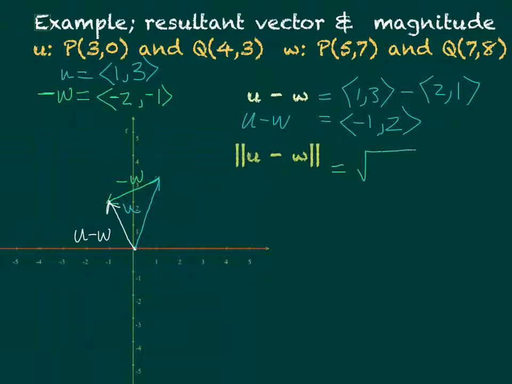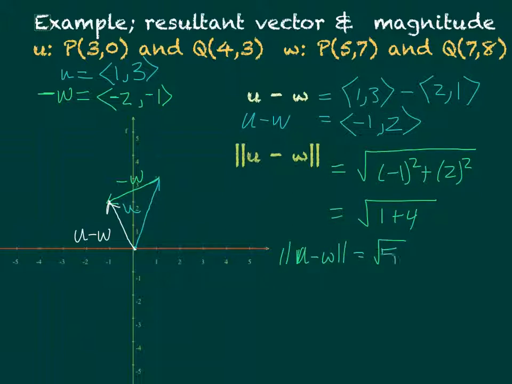And now to find the magnitude, take the square root of negative 1 squared plus 2 squared. So my magnitude is going to equal the square root of 1 plus 4. So the magnitude of u minus w is going to equal the square root of 5.